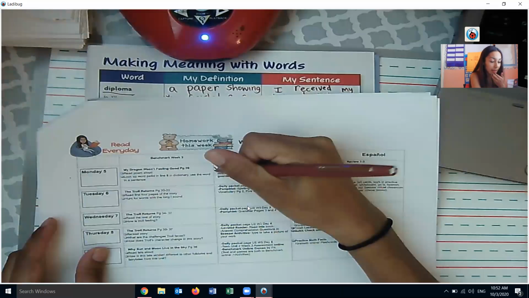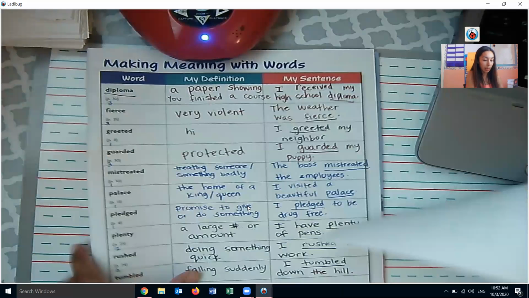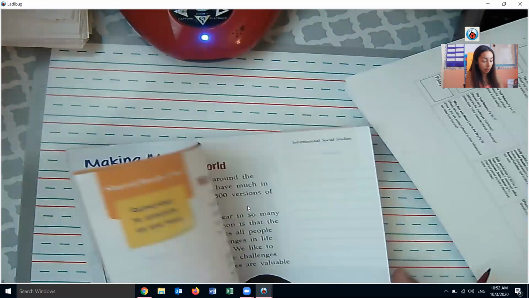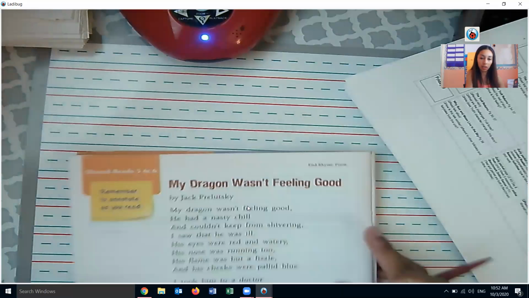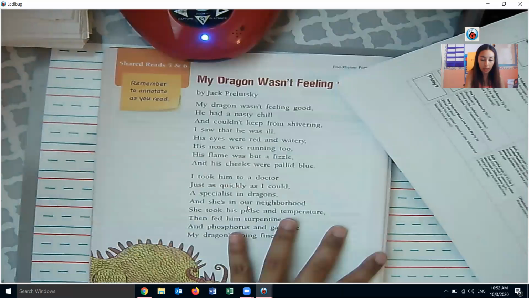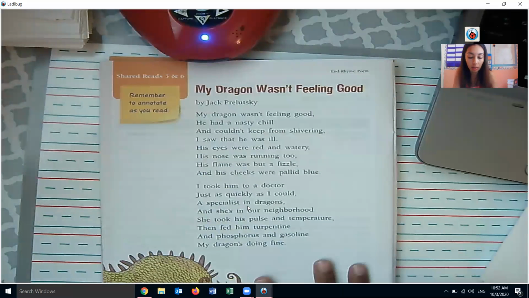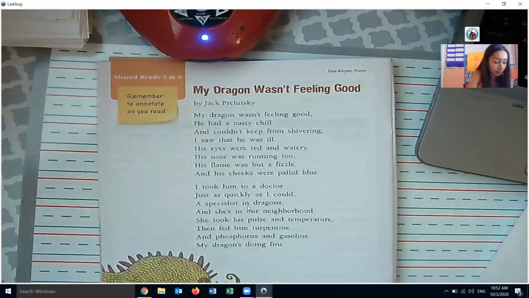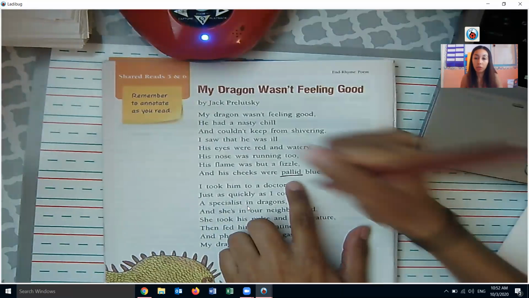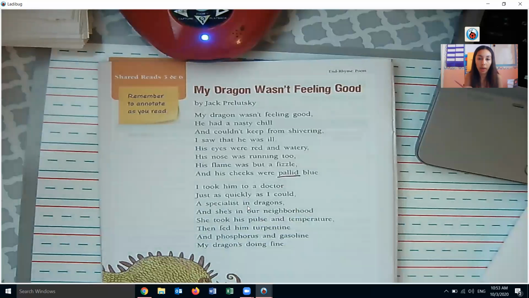Okay, next piece is benchmark. So our benchmark activity, so for today, is to read the story of a dragon not feeling good. So this is on page 28. So page 28, and it says on our activity, read the poem and look for the word pallid. Look for it in the dictionary and use the word in a sentence. So my dragon wasn't feeling good. So let me read it first.